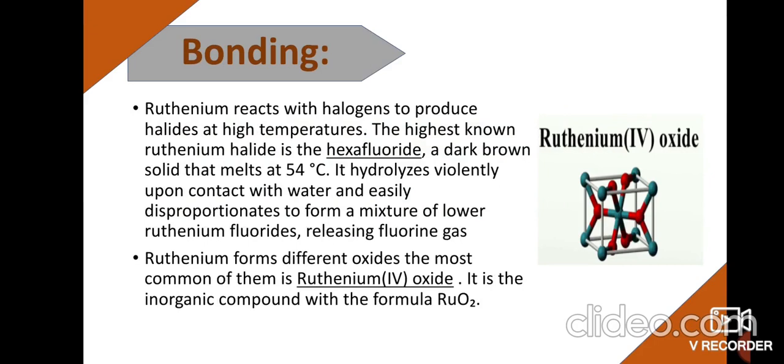Bonding. So ruthenium reacts with halogens to produce halides at high temperatures. They cannot react at low temperatures, as we have discussed earlier, because they are highly non-reactive. That's why we have to provide them high temperatures to react.